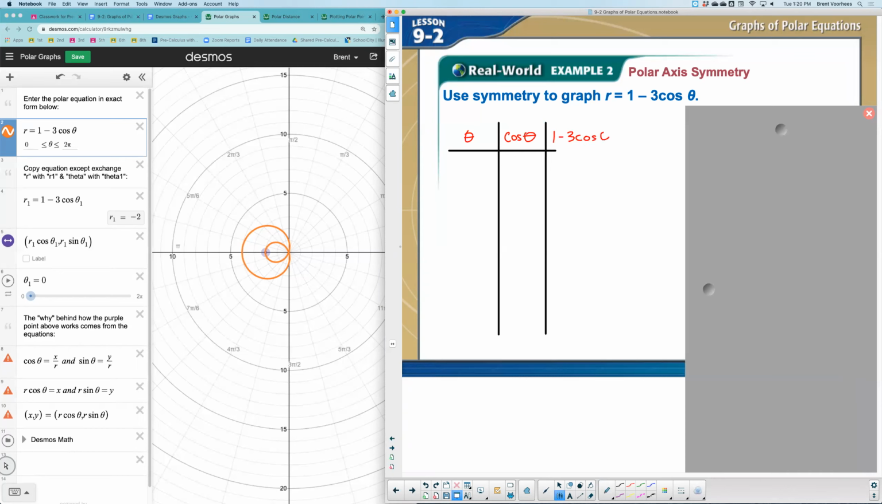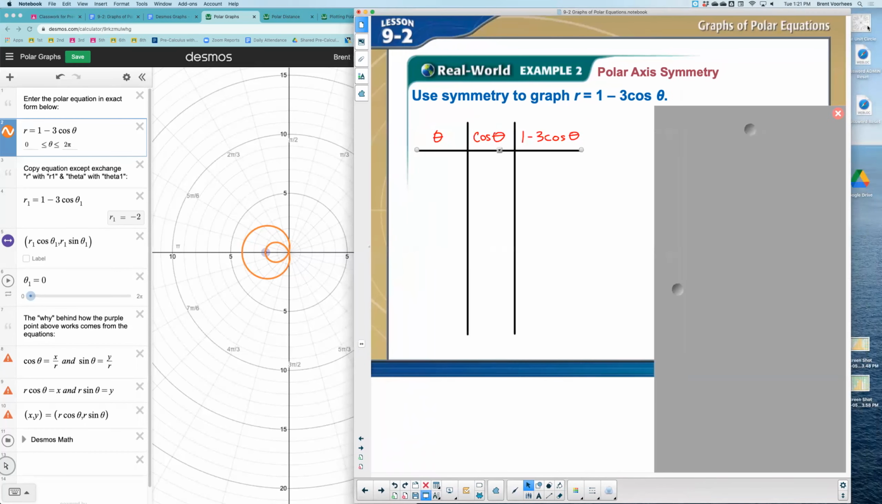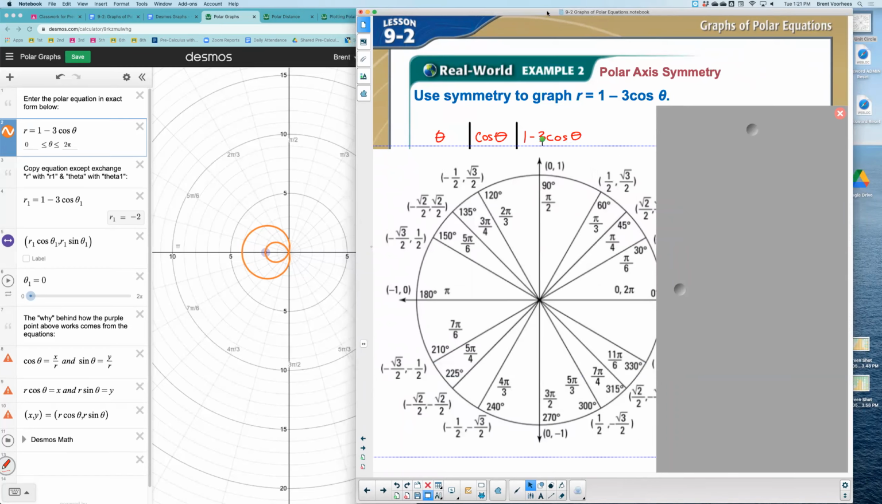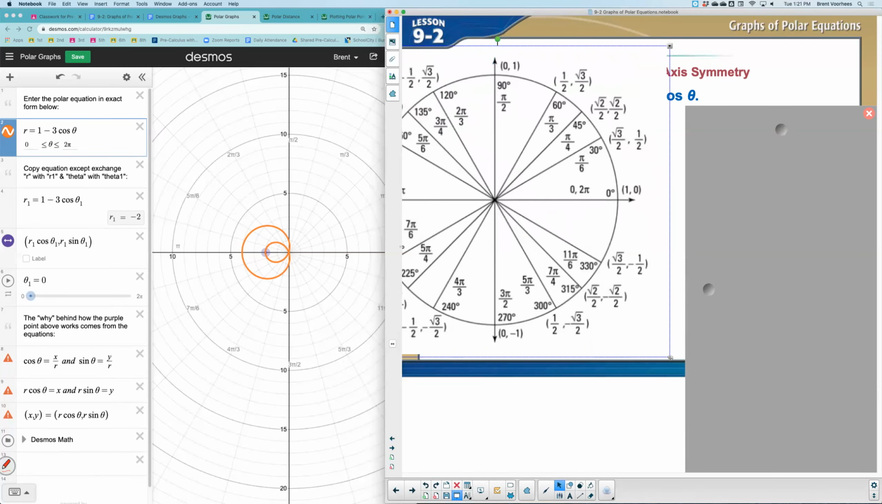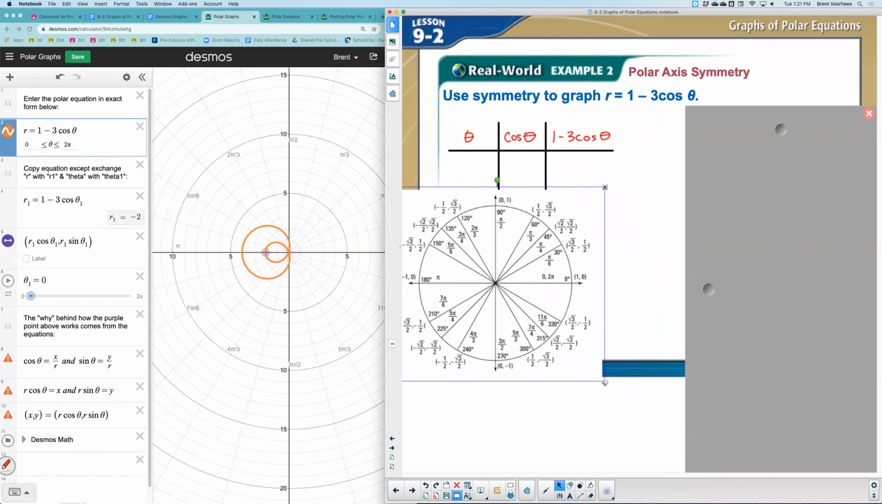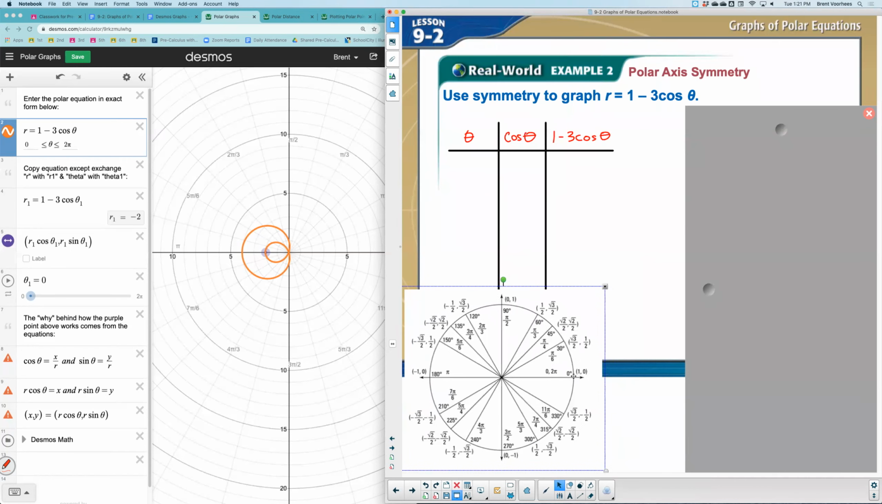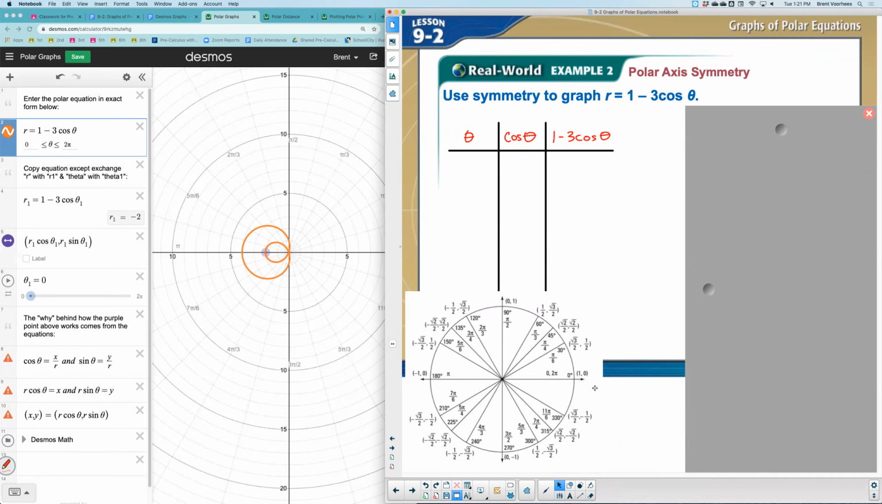1 minus 3 cosine theta. Okay. So here's the idea. And I'm going to basically use unit circle values because I know these off the top of my head. In case you don't, let me just add these on here so you can see that I'm not just making up numbers as I go, that there is going to be a system to my madness. So what I'm going to do is use this unit circle, and I'm going to remind myself that cosine is the x. And so when I'm looking at a theta of 0 degrees, the cosine value there is 1. So I have 1 minus 3 times 1, which is 1 minus 3, which is -2.